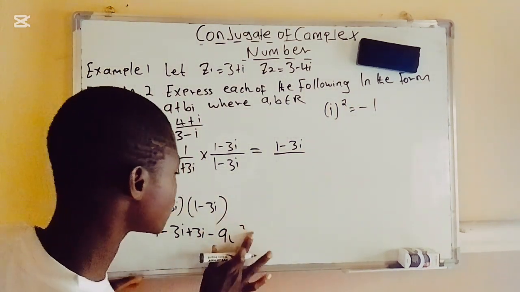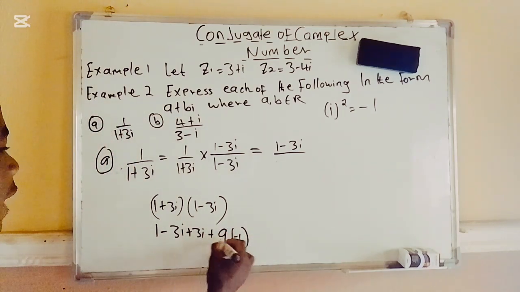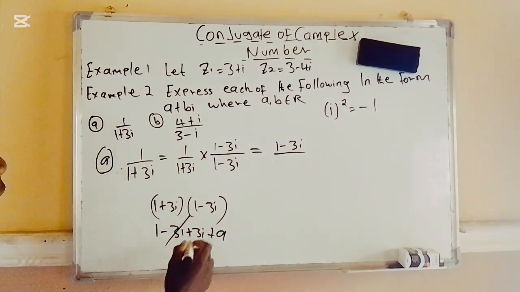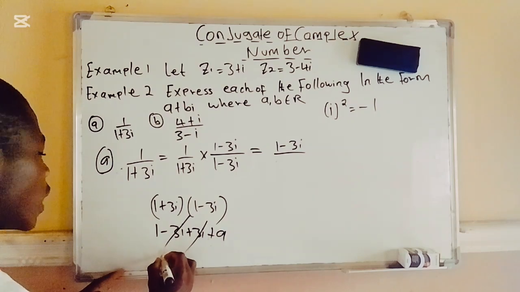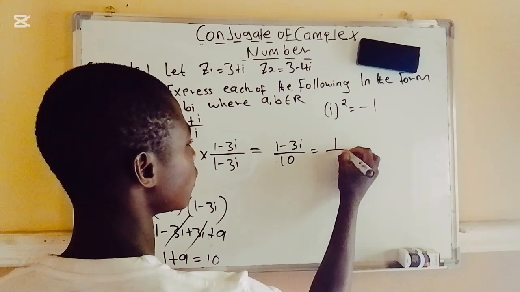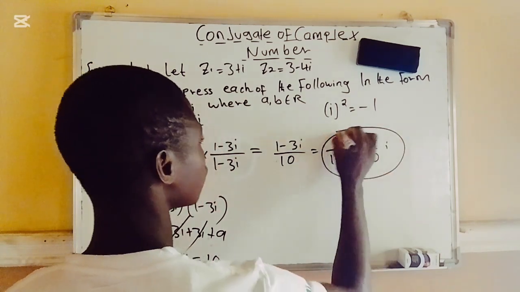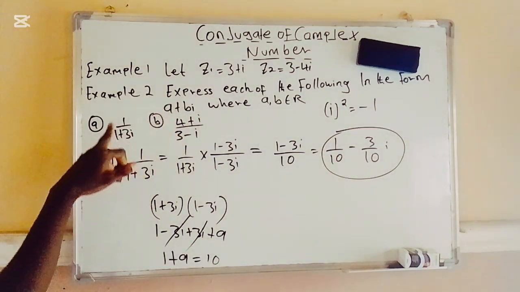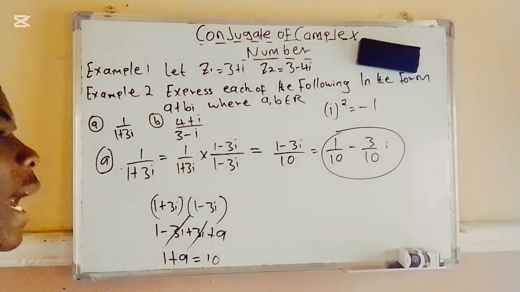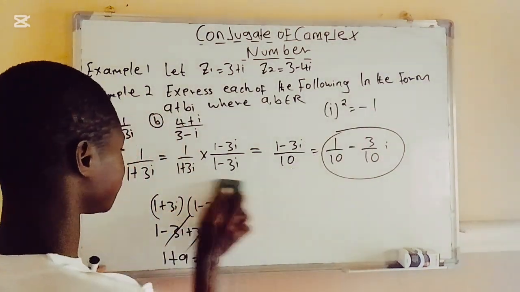So I should put negative 1 for i squared. Negative and negative turn to positive 9. Negative 3i and positive 3i are gone. So 1 plus 9 is equal to 10. So this is 10. Therefore, we have 1 over 10 minus 3 over 10 i. So this is the solution of this first question, expressing it in the form a plus bi. Let's see the second question.